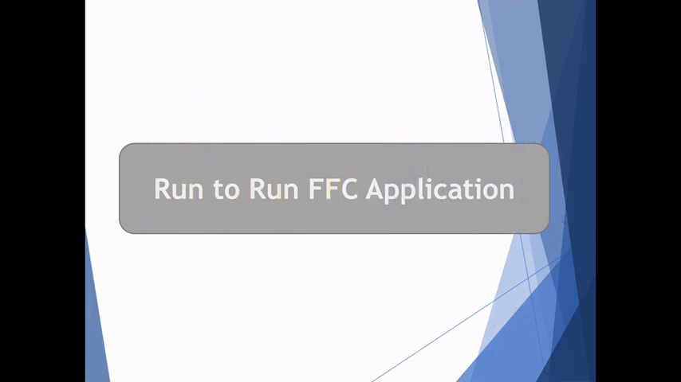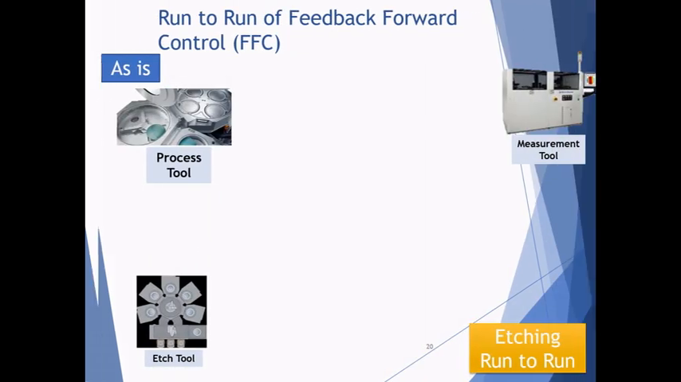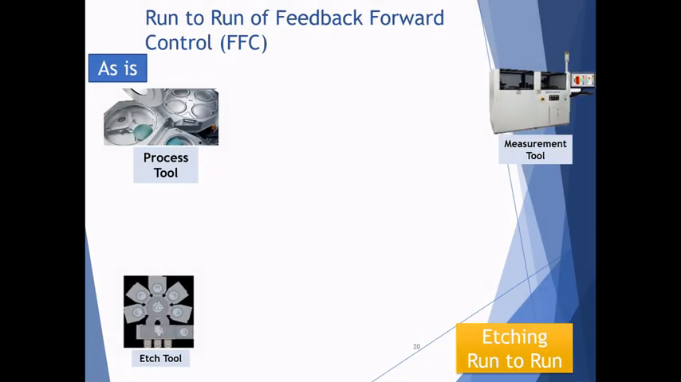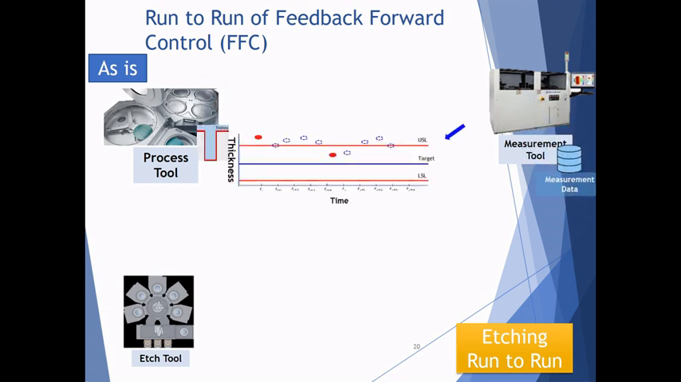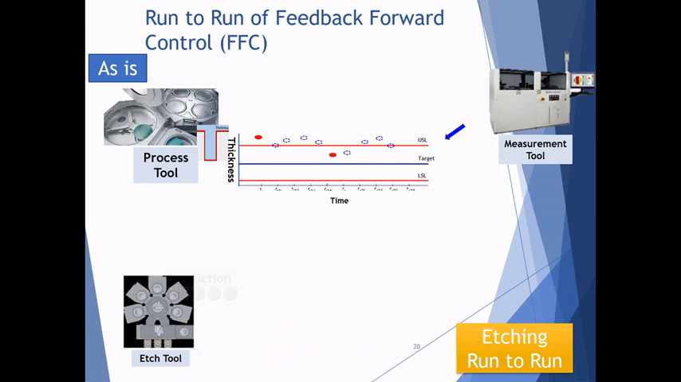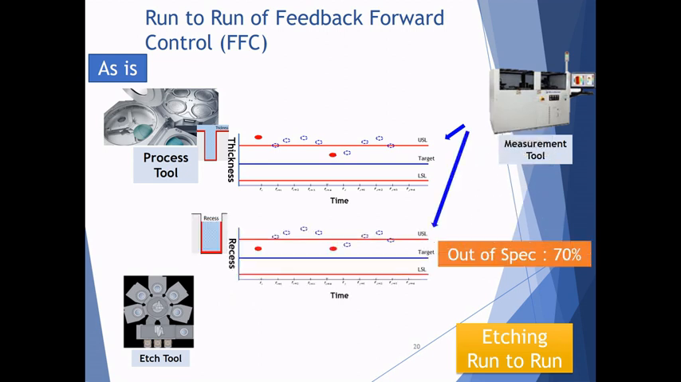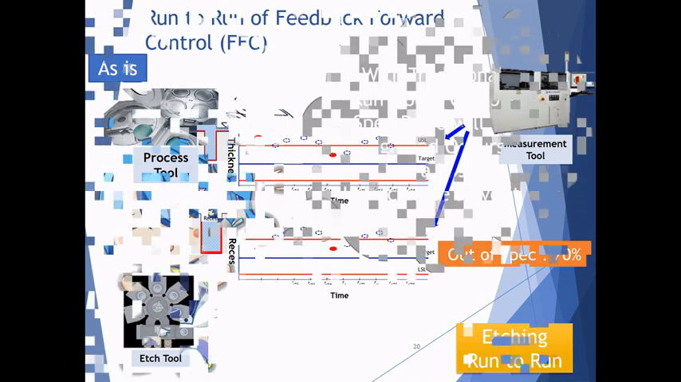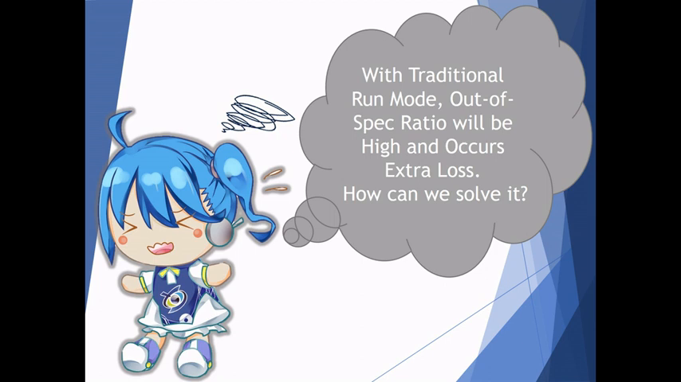Fifth, run-to-run feed-forward control application. The usual way in industry is to adjust the recipe according to the measurement data from the previous process, which means if the sampling inspection data from the previous process didn't show abnormality, the user will probably ignore pieces that are actually out of spec and miss the recipe adjustment. This may cause extra loss on the production line. With the traditional process run mode, the OS ratio will be high.